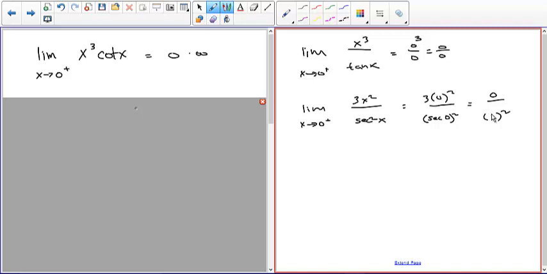The secant of 0 is the same as 1 over the cosine of 0. So let's see. We can't do this in our calculator, but if we take the secant of 0 radians, that's the same as 1 over the cosine of 0, and the cosine of 0 is 1. So the secant of 0 is also 1. And so the answer is 0.